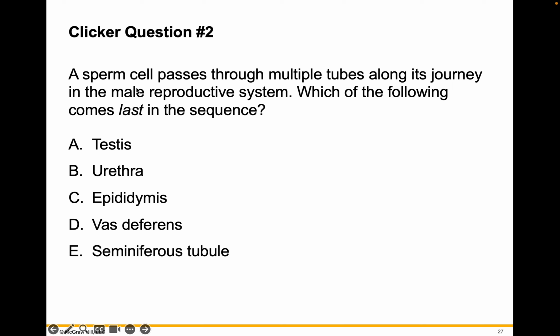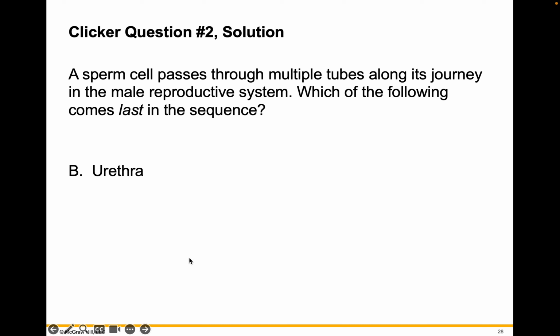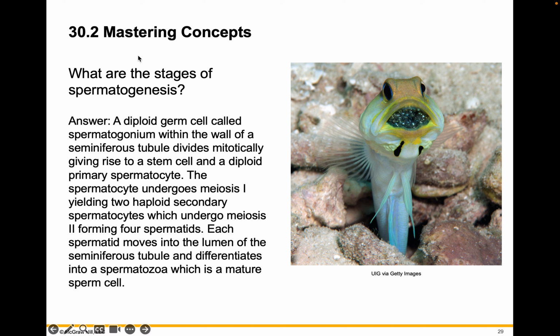All right, let's check your comprehension. So a sperm cell passes through multiple tubes along its journey in the male reproductive system. Which of the following comes last in the sequence? What's the last tube that sperm pass through? The testes, urethra, epididymis, vas deferens, or seminiferous tubule? Urethra. Good.